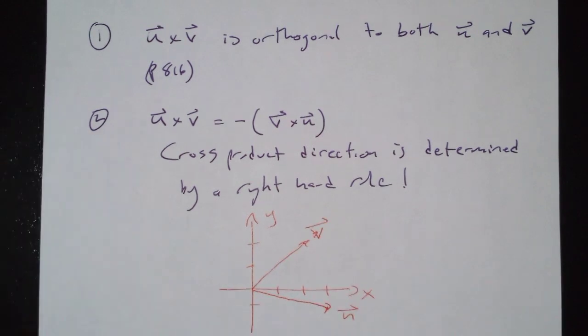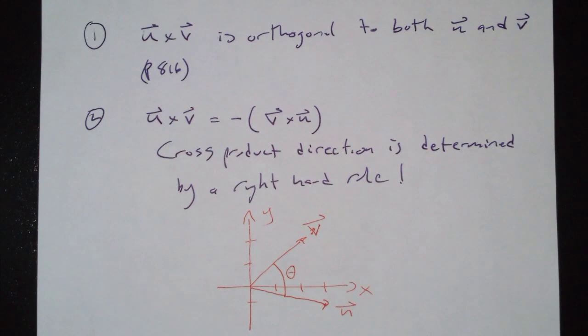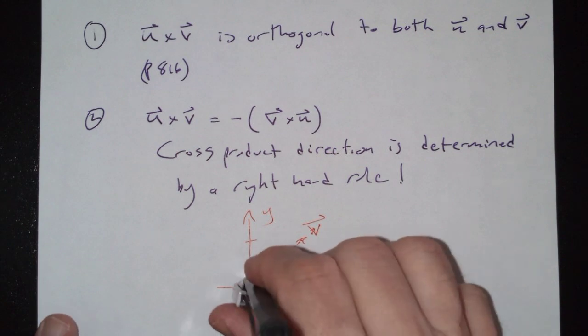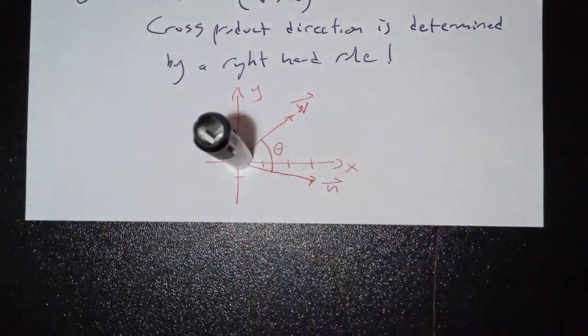Right? There's U and V. Just like I did with the dot product, I'm going to let this be the angle theta, the angle between them. The cross product vector, U cross V, goes that way, comes up, out at us, right? U, V, my thumb will be coming out of the page towards you.